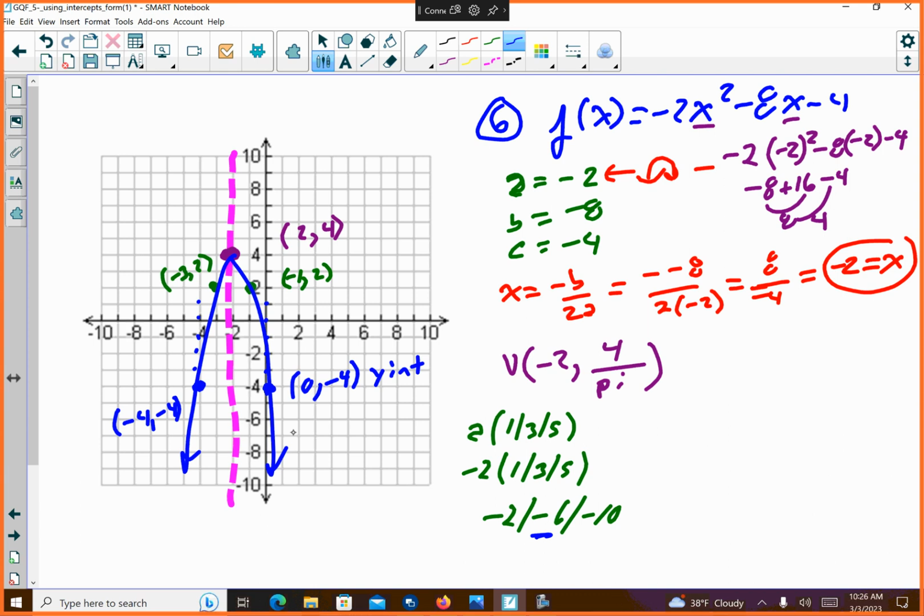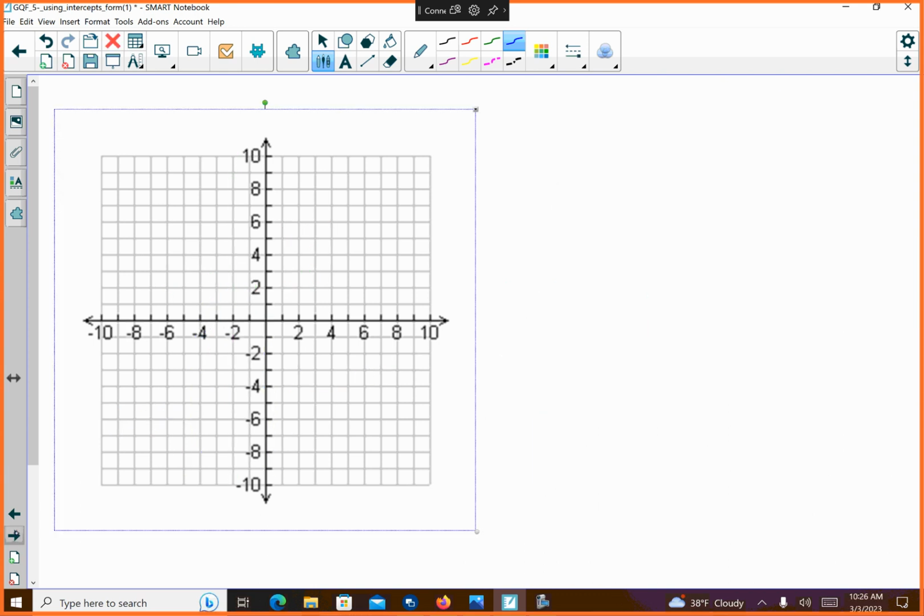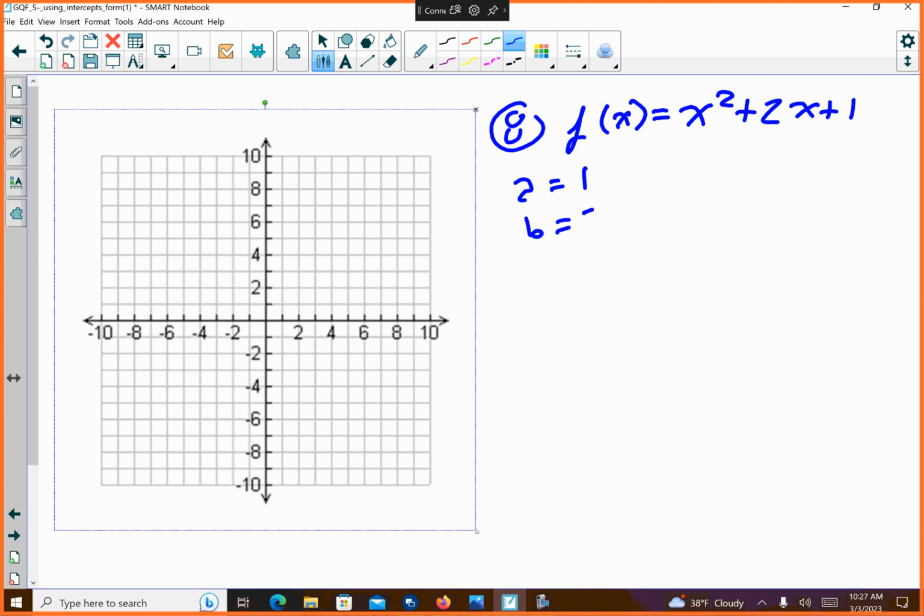All right. So problem number 8. We have f of x. F of x is a fancy way of writing y, is it not? It is. A is 1, B is 2, C is 1. What can you tell me? Going up because A is positive. Cool so far?